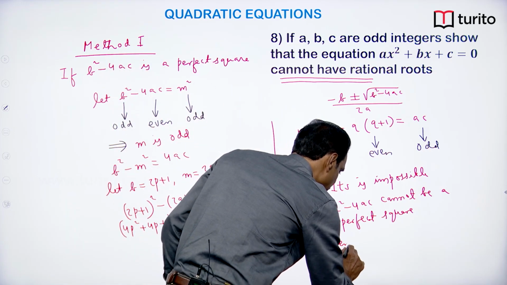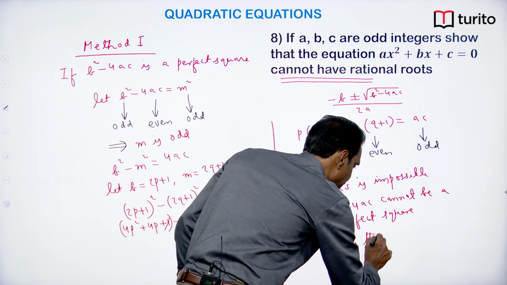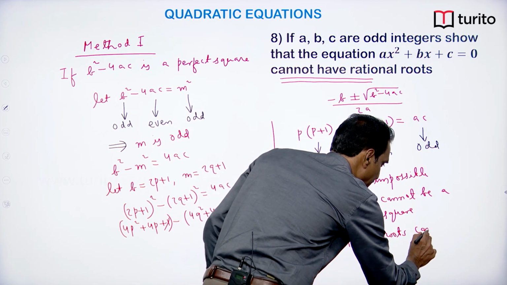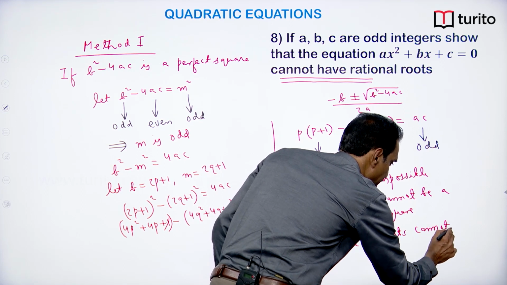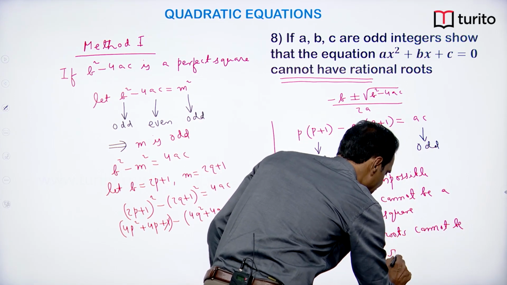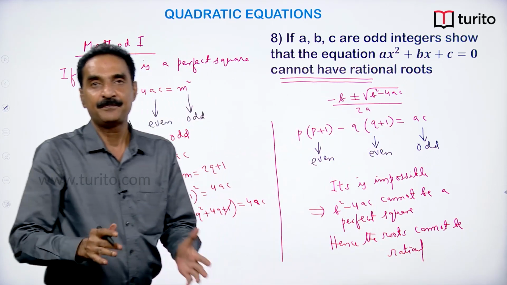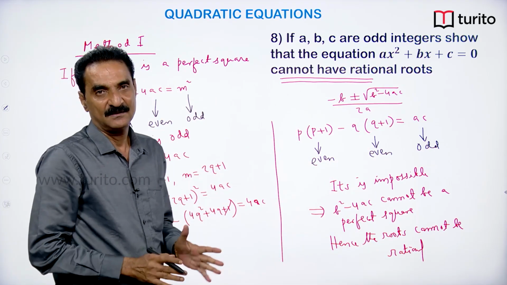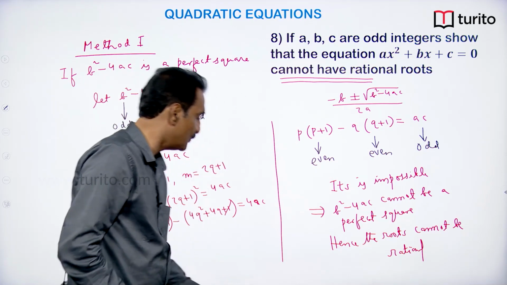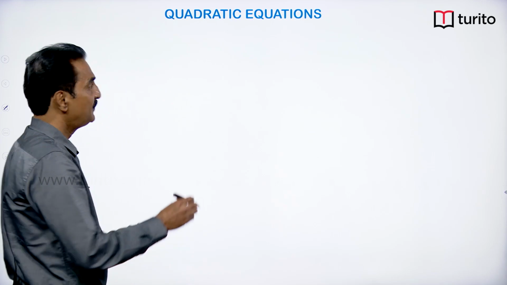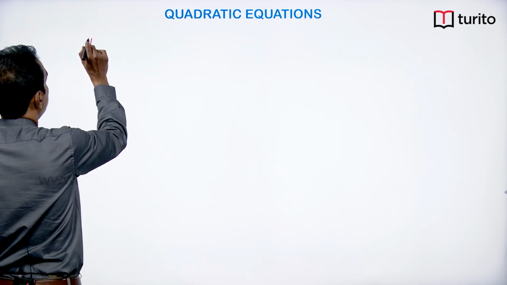Hence, the roots cannot be rational. Okay? This is method 1. Now, let us take method 2. Method 2 for the same question.